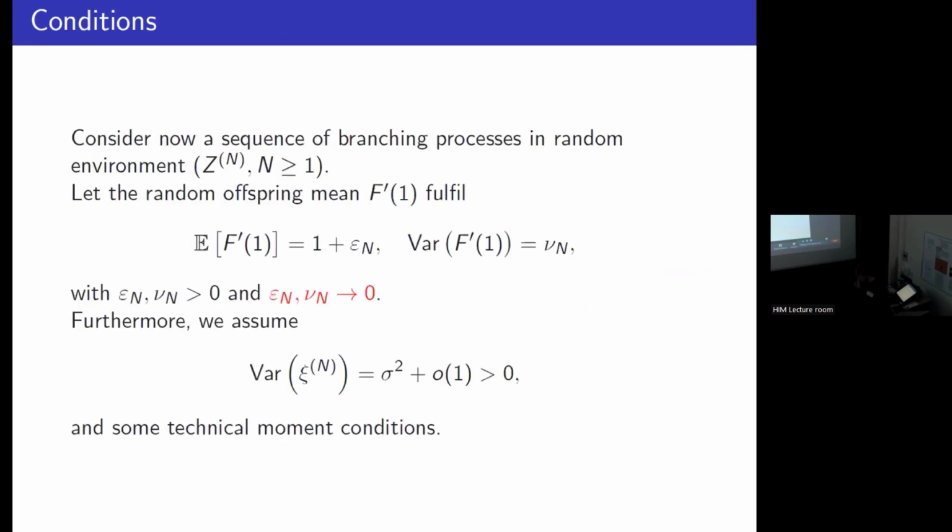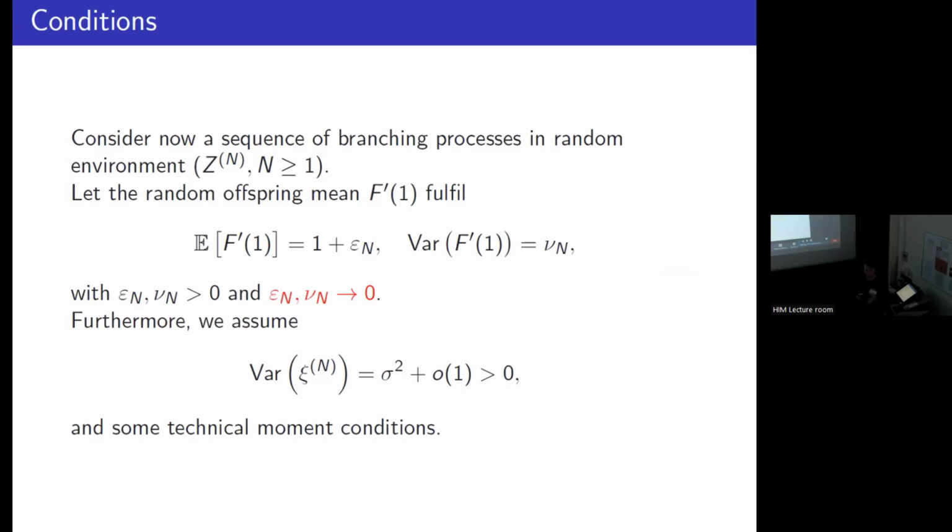And let me now come to the point which we want to look at. We will now consider a sequence of branching processes in random environment, indexed by this capital N, which is just for convenience because we will have two sequences which will be important for us. What we are considering is the following case. I stated we want to deal with slightly supercritical processes. And in our sense, this will mean that the expectation of the random offspring expectation is 1 plus some epsilon n.